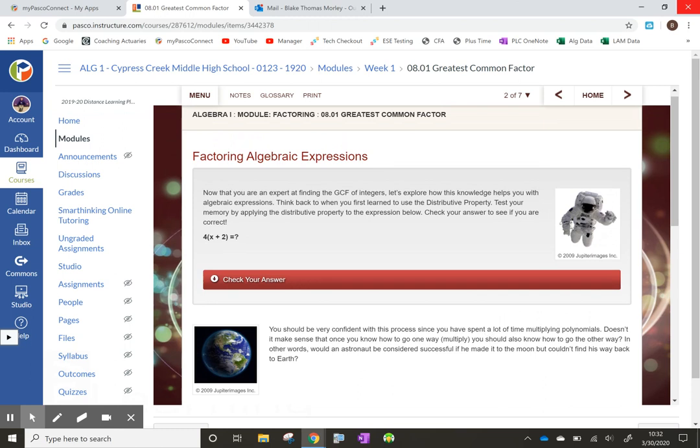Now that you are an expert at finding the GCF of integers, let's explore how this knowledge helps you with algebraic expressions. Think back to when you first learned how to use the distributive property. Test your memory in applying the distributive property to the expression below. Check your answers to see if you are correct. So they have 4 parentheses x plus 2.